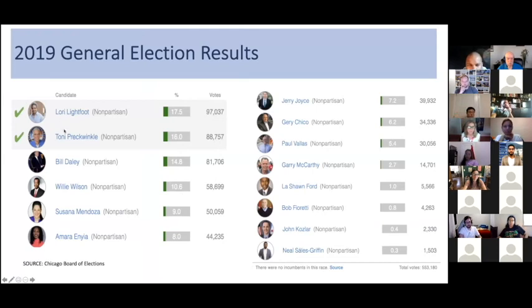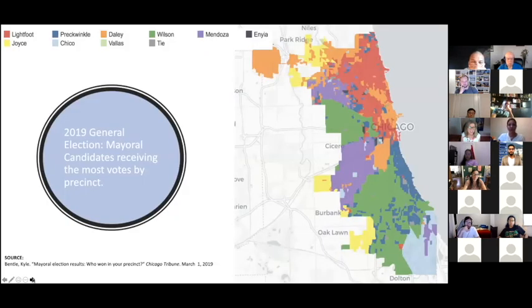And it ended up being Lori Lightfoot and Toni Preckwinkle. And you can see from this slide here how the votes were dispersed, kind of all over the place. And I think many were surprised to some extent that Bill Daley didn't end up in the top two. I could have a whole discussion about my own 19th ward and the role Jerry Joyce played in that, but that might be another story. But we ended up having Lori Lightfoot and Toni Preckwinkle in the runoff. So we knew we were going to have our first African-American female mayor after the general election.